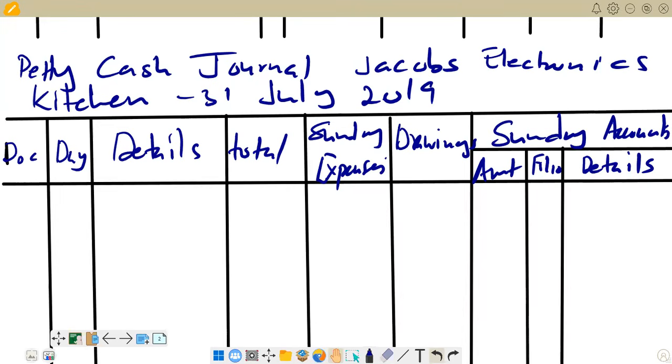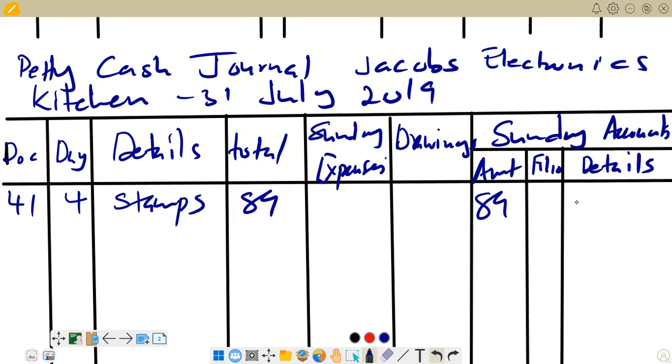So this is our petty cash journal. So on the document number, remember, it's document number 41. And remember, it's day 4. On the details, they are stamps. And then the amount we have is 89. Then we can check if this amount is fitting in sundry expenses, drawings. It's not fitting, so we're going to put it under sundry. So it's 89. And then on the description, we know that this is postage. So this is what we have in terms of item 4. We can go on and check what we have next.